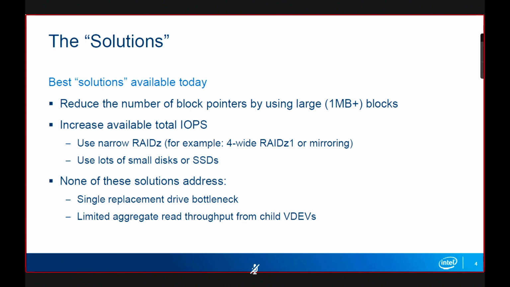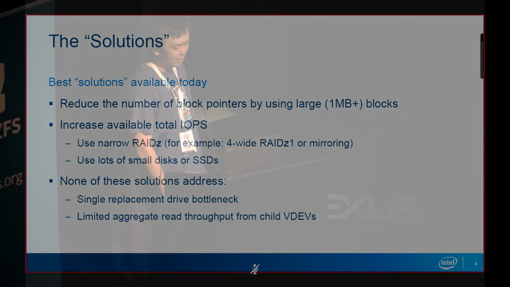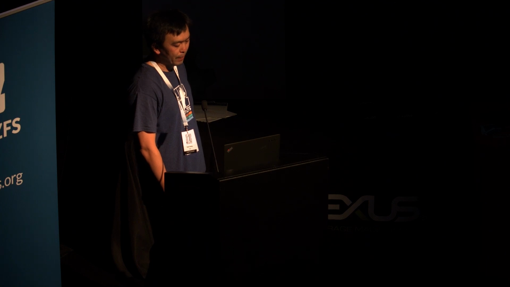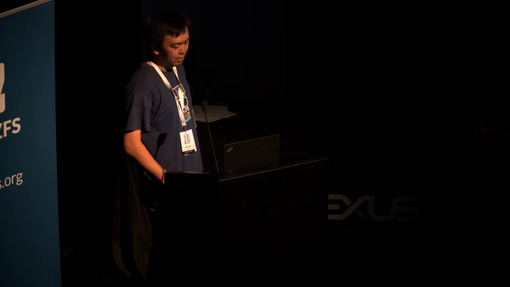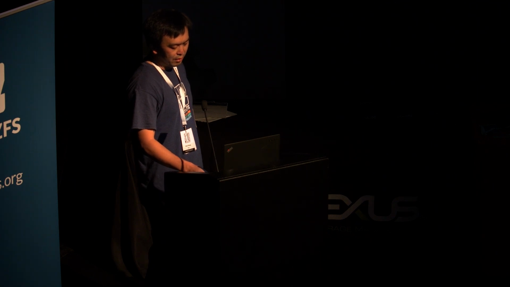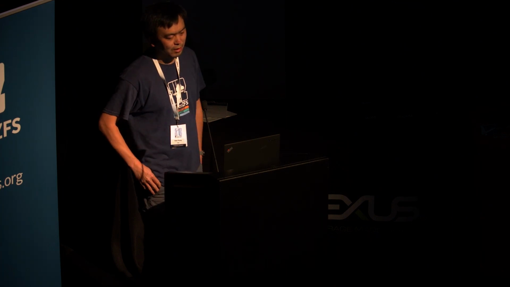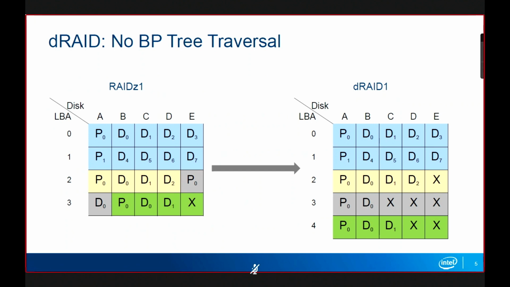And what's more, none of these solutions would address 2 other issues associated with RZ speed, like the single replacement drive throughput bottleneck and the limited aggregate read throughput from all the children VDEVs. So now, so we have a clear understanding of why the RZ resolver can be slow, let's look at how DRAID solves the problem.